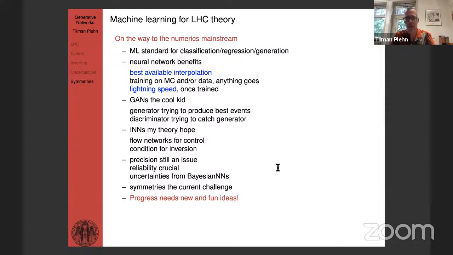Precision is still an issue. Reliability is crucial if you want to apply stuff. And uncertainties we can do now. And symmetries, I think, is the future playground. If you want to, of young people, if you want to play with something, think about symmetries in machine learning.